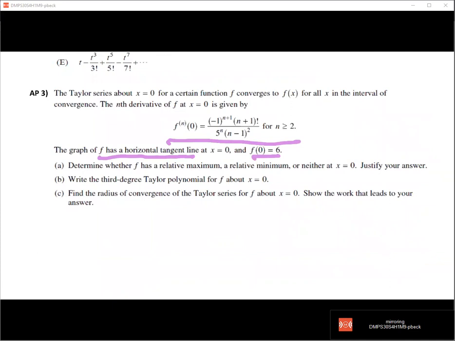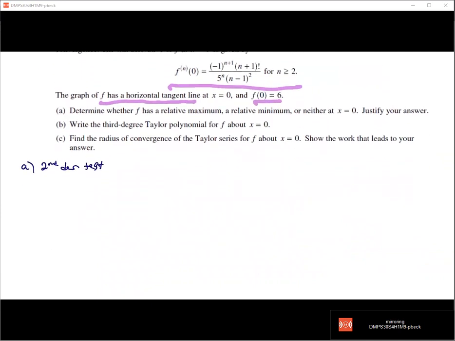In order for us to have a relative maximum, minimum, or neither, what this kind of shouts out at me is our second derivative test. So with a flashback to first semester, in order for us to have our second derivative test, we need to say f prime of x has to equal 0. So in this case, and then f double prime of x has to be positive or negative. Now, does f prime of x equal 0? Because if not, then it's going to be neither. So let's check. What is f prime of x?